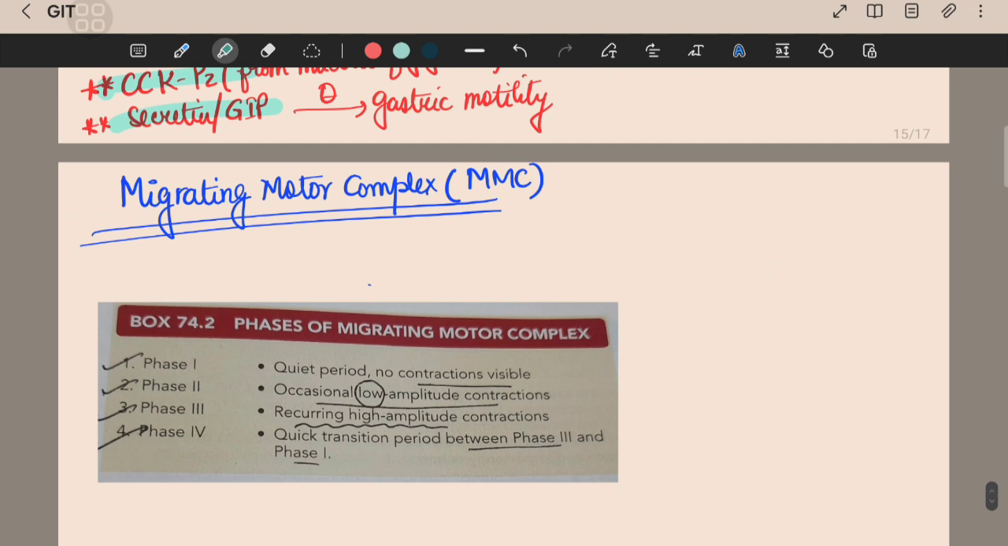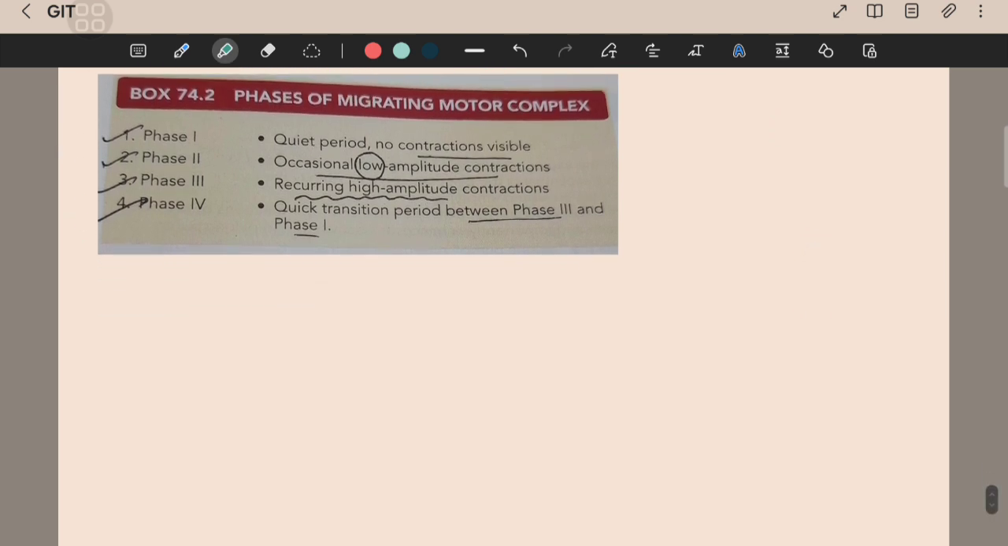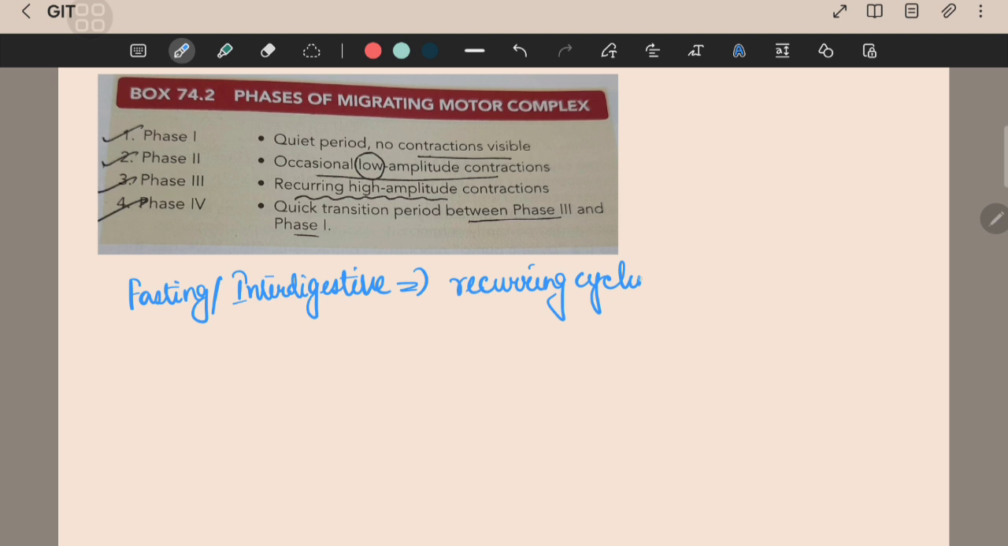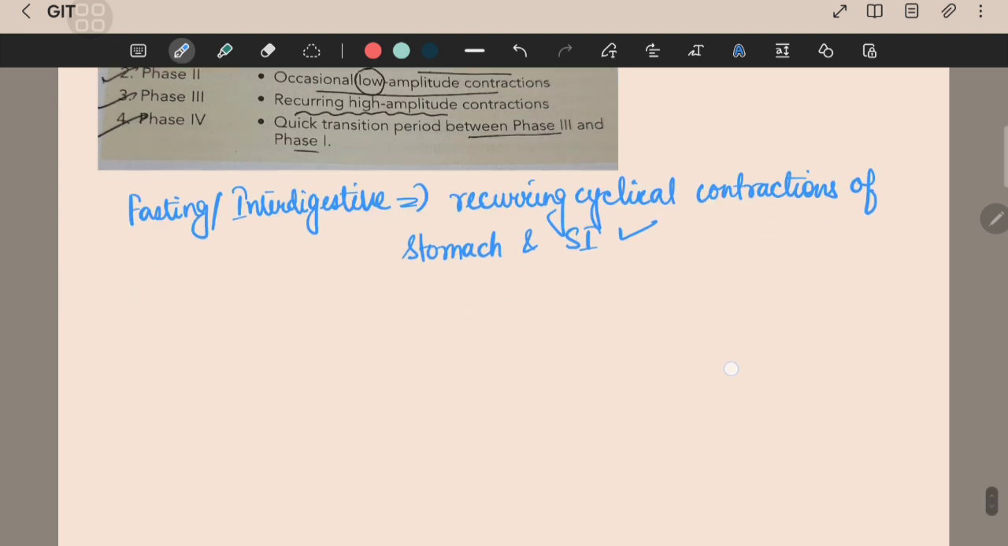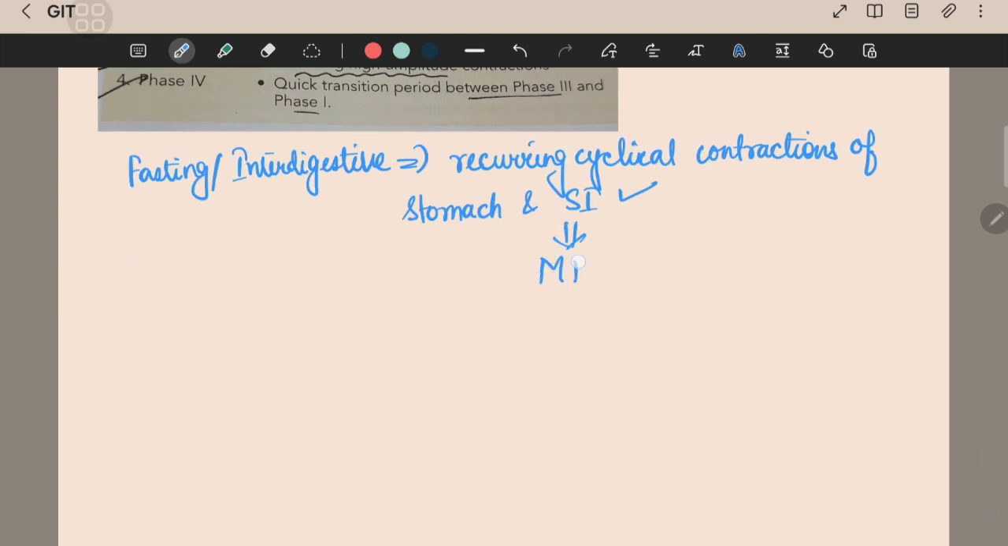Now talking about a very important topic, that is the migrating motor complex. What is this migrating motor complex? Let's see. It's a recurring cyclical contraction that occurs in the stomach and small intestine in the fasting or interdigestive phase. So in the fasting or interdigestive phase, what is happening? There are recurring cyclical contractions of the stomach and small intestine. That is called the migrating motor complex, MMC.